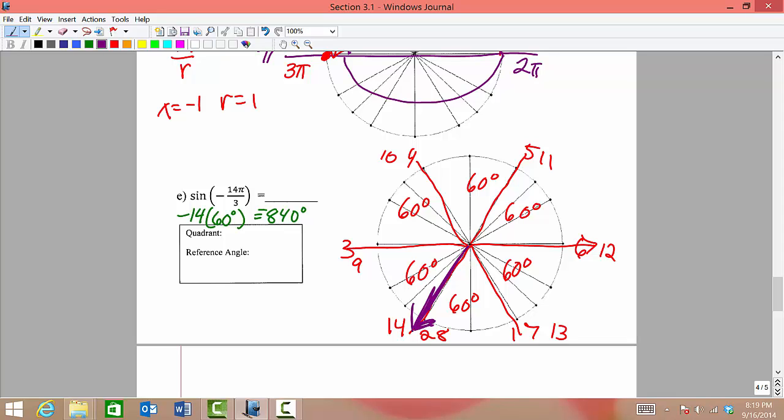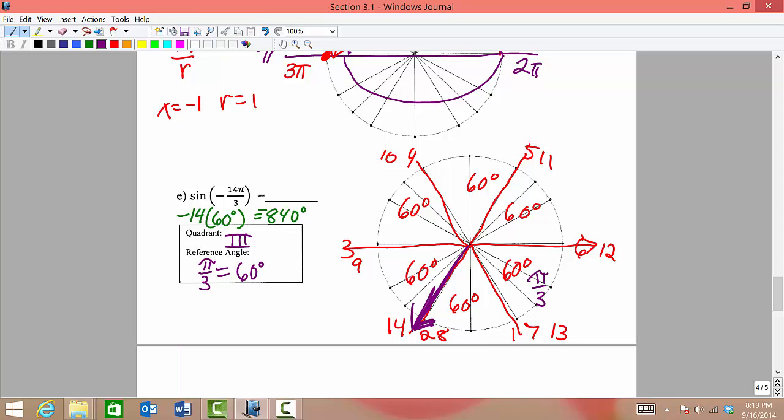Remember, that's the same thing as saying 14 pi over 3's. So all of these are pi over 3 segments. So this would be 1 pi over 3, 2 pi over 3, 3 pi over 3, 4 pi over 3, 5 pi over 3, 6 pi over 3, and so on. So we're right here in quadrant 3, and the reference angle, of course, is pi over 3. We could tell that just by looking, or 60 degrees.